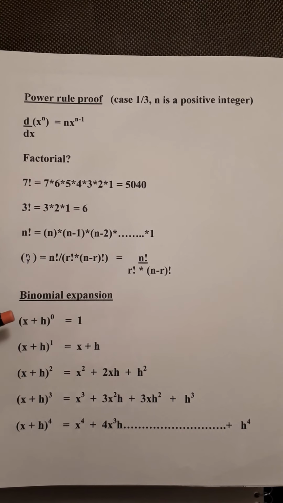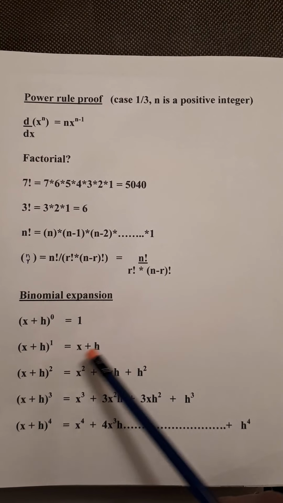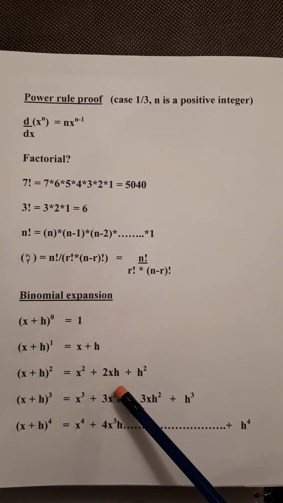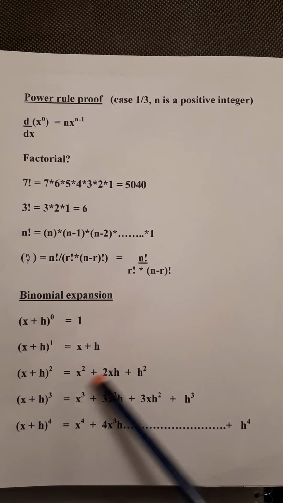Another thing you must know is the binomial expansion. If you take, for example, x plus h to the power 0, it is 1. Anything to the power 0 is 1. x plus h to the power 1 is x plus h. If you multiply this by another x plus h, you get this. Again, by another x plus h, you get this.